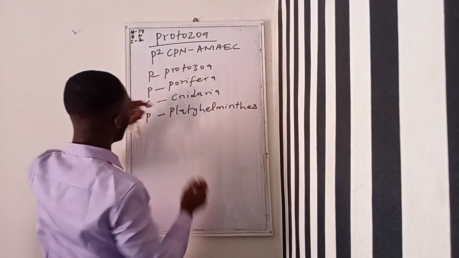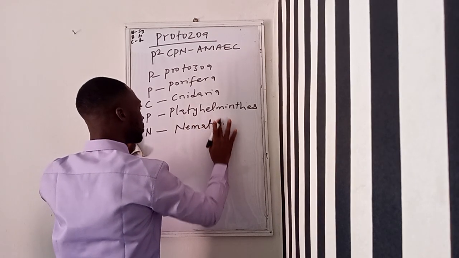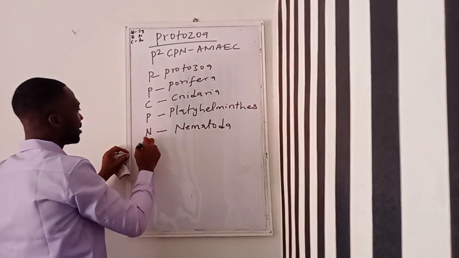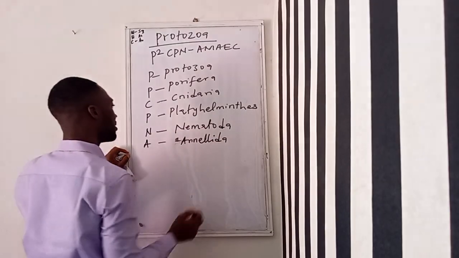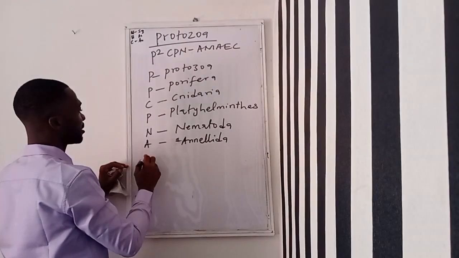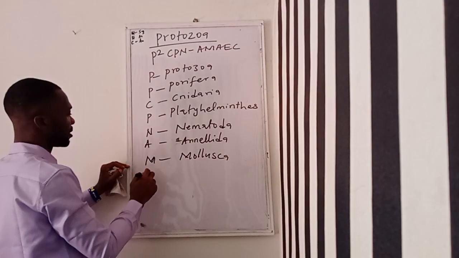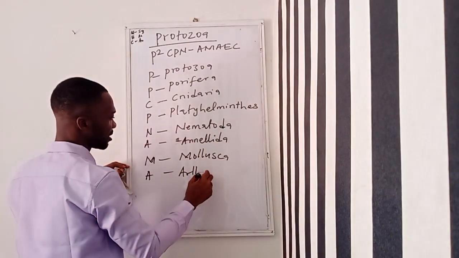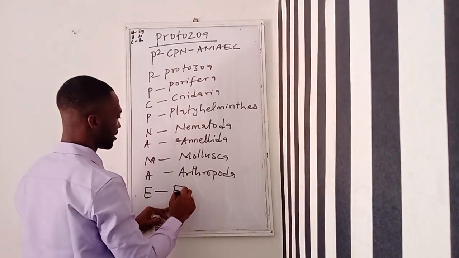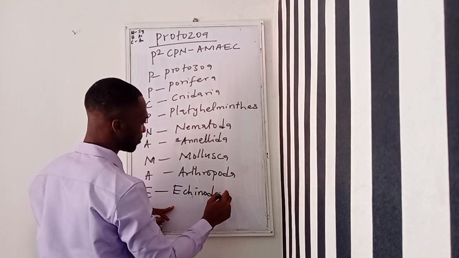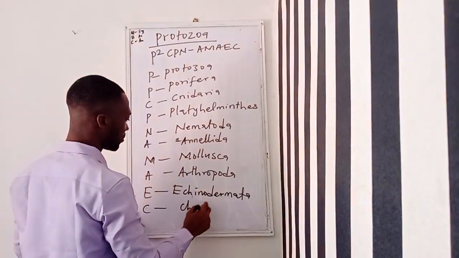This is P squared, then CPN, N, Nematoda, then A is anellida, then M is mollusca, that's where you see the snails, then A is Arthropoda, then E is echinodermata, then C is chordata.